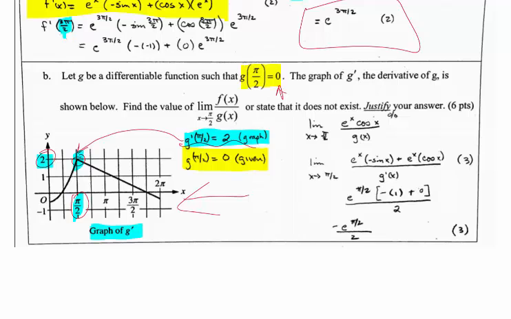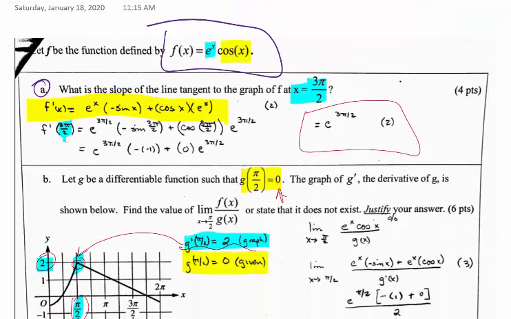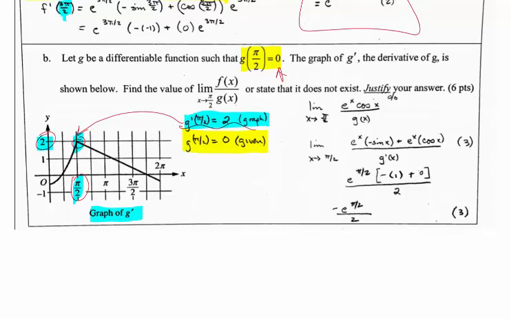Now, in the question, they're asking us very specifically, find the value of the limit of f of x over g of x as x approaches pi over 2. Now, when you first do that, your f of x function, that was given above. So e to the x cos x, that's your f of x function. So that gets substituted in the numerator, and then g of x just gets substituted for the denominator. Well, there's nothing to substitute because they just give you g of x. They don't give us an actual equation for that.